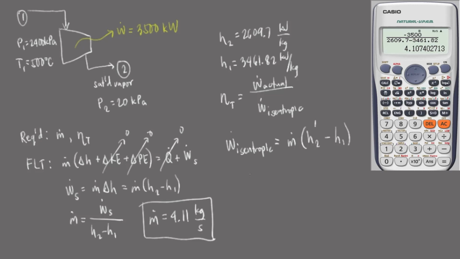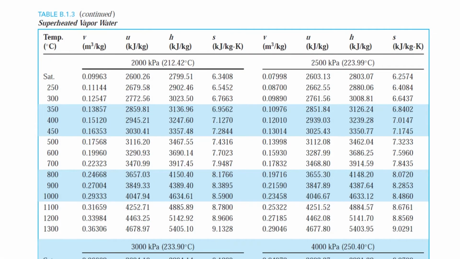Let's first determine the specific entropy of stream 1. Going back to our steam table, at 2,400 kilopascals, 500 degrees Celsius, our system is a superheated steam, and we have to interpolate between two values of specific entropy. We are interpolating in between 7.4316 and 7.3233. Upon interpolation, we have determined that our specific entropy for stream 1 is equal to 7.3450 kilojoules per kilogram per Kelvin.